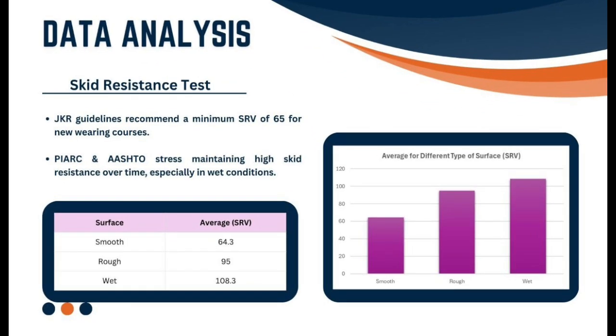Lastly, for the skid resistance test, JKR recommends a minimum SRV of 65 for new roads, while the smooth surface just misses the mark. Rough and wet surfaces greatly exceed it. International guidelines also emphasize the importance of maintaining high skid resistance, especially during rain.